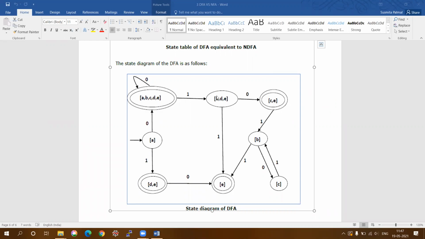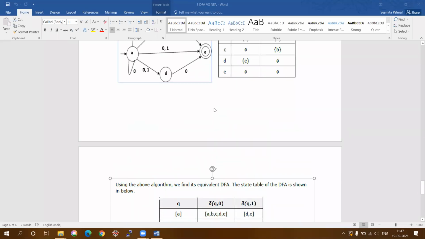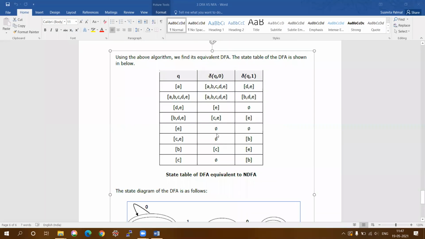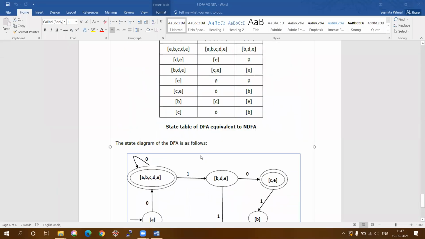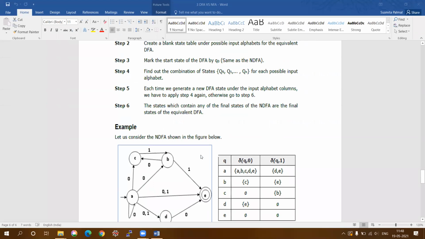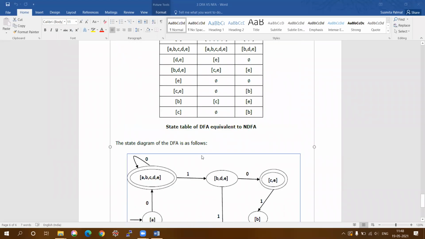Okay. So BDE, this state will be considered as the final state too, because E is present there. Okay. Wherever E state is present, you should make that state a final state. BD state will be a final state. This is all about the conversion from NDFA to DFA.